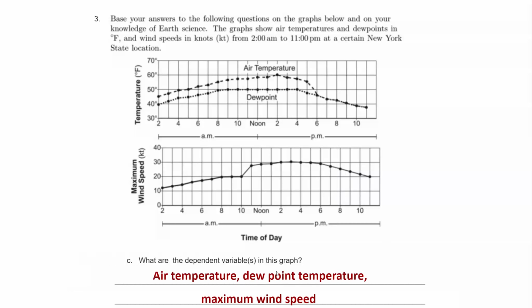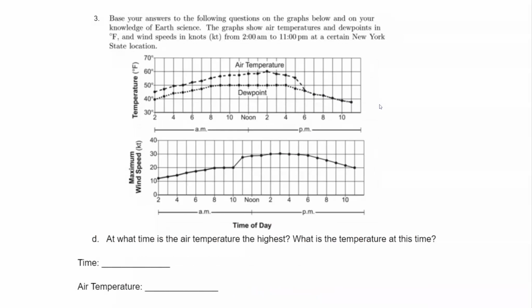So, what are the dependent variables? It must be maximum wind speed that changes throughout the day. It must be the dew point temperature that changes throughout the day, and the air temperature that changes throughout the day. Next, D. At what time is the air temperature the highest? What is the temperature at this time? So, since it's asking me just for air temperature, I'm going to look on the temperatures graph, and I'm only going to look at the air temperature line, not the dew point temperature line.